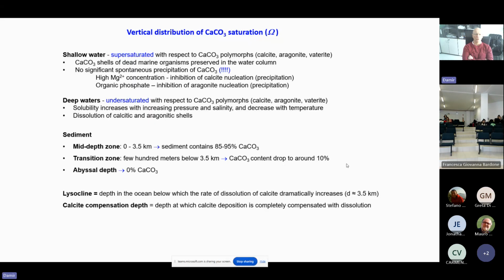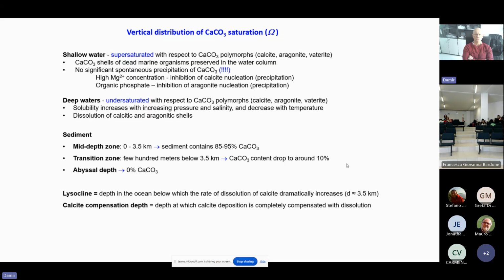In contrast to shallow water, deep water is undersaturated with respect to calcium carbonate polymorphs, since the solubility of polymorphs increases with increasing pressure and salinity, but decreases with temperature. In this region, calcitic and aragonitic shells are dissolved.